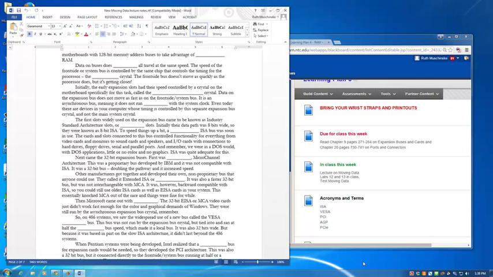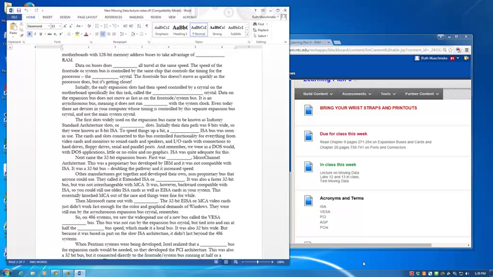Next came the 32-bit expansion buses. First was MCA, Microchannel Architecture. This was a proprietary bus developed by IBM, and it was not compatible with ISA. It was a 32-bit bus. It doubled the pathway and increased the speed. But it was proprietary, which meant that any manufacturer who wanted to use this bus on their motherboards had to pay IBM for the privilege.